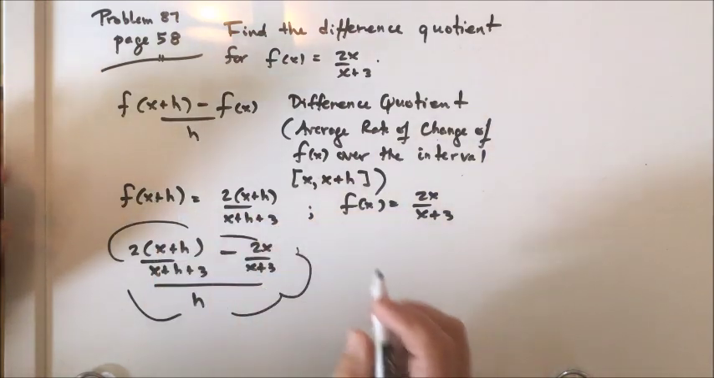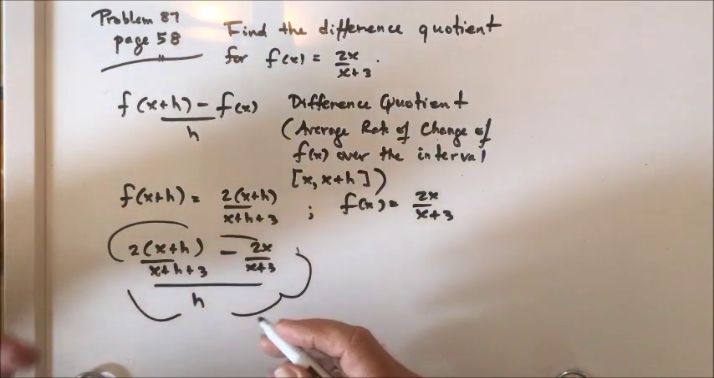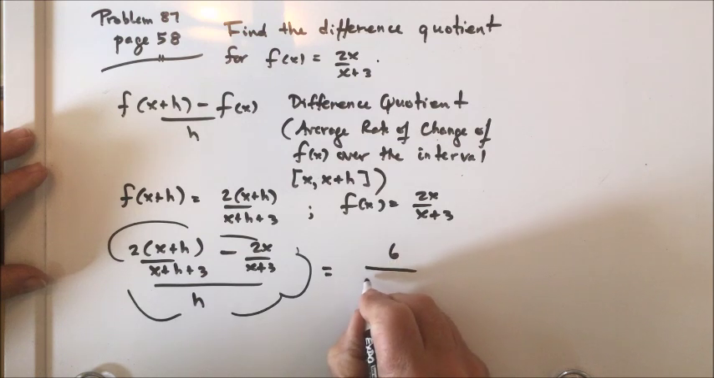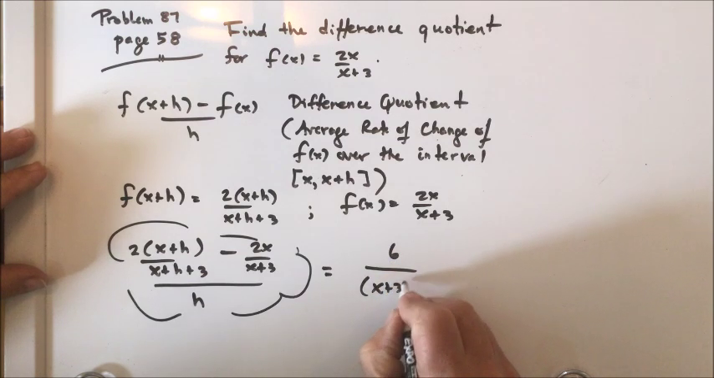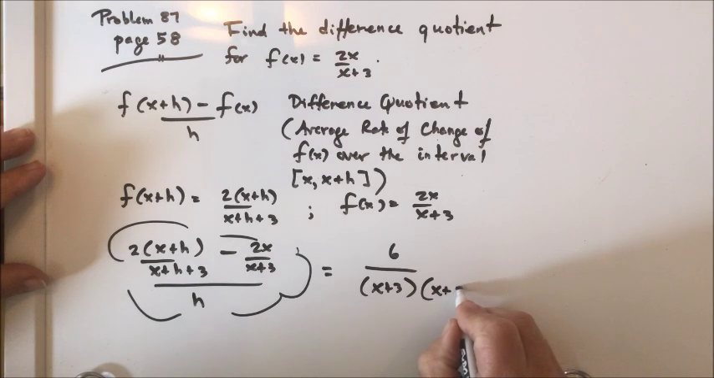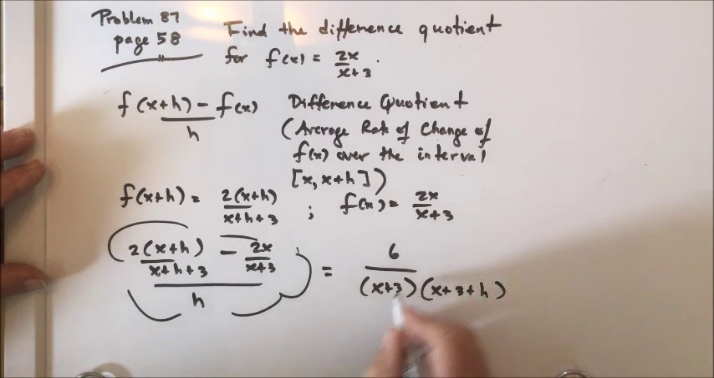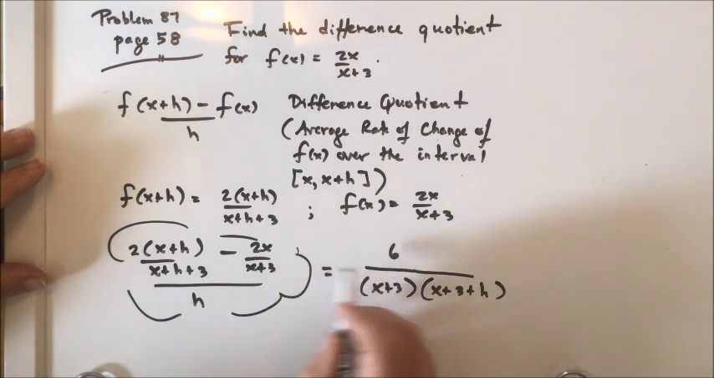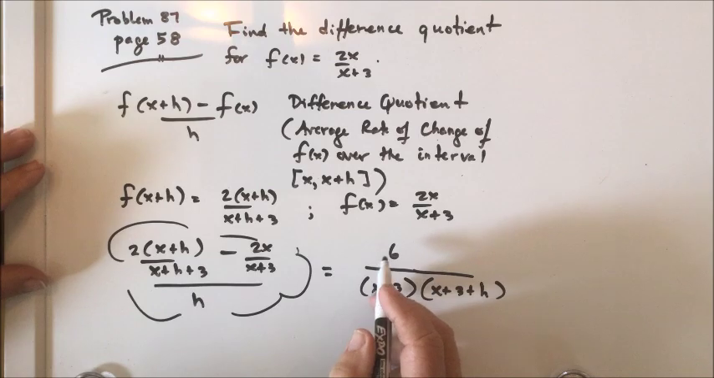It's kind of a nasty thing to do. But if I was to reduce this problem, and I believe it reduces to this, I believe when you actually do the manipulations, you end up with x plus 3 plus h times x plus 3, all dividing into 6. But that's just simple algebra.